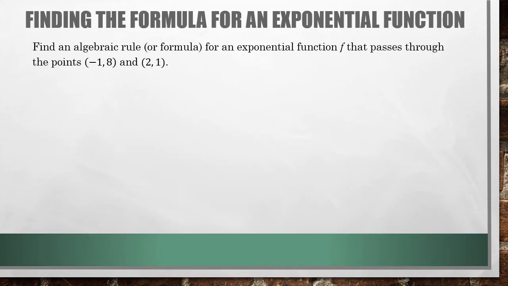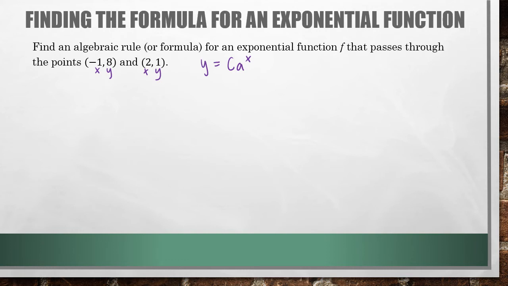Find an algebraic rule or formula for an exponential function that passes through the points (-1, 8) and (2, 1). So remember that the exponential formula is going to be y equals c a to the x. So we need to find our c value and our a value. So what I'm going to do is set up two equations using these points. This is my x value and my y value, and again, x and y.